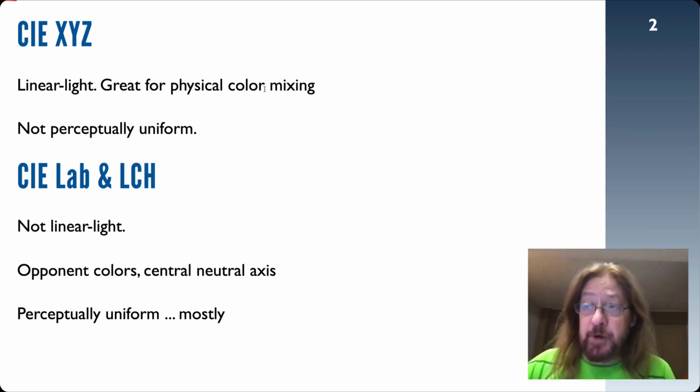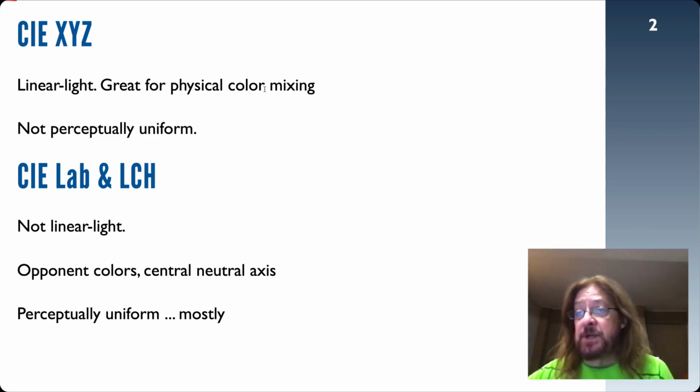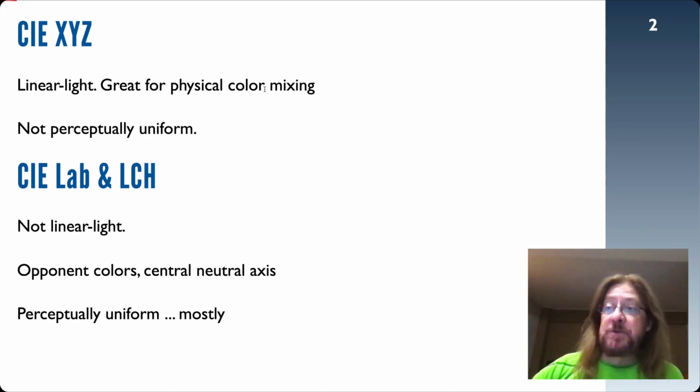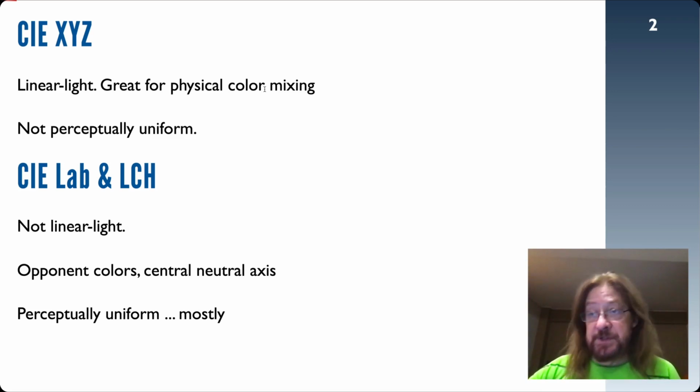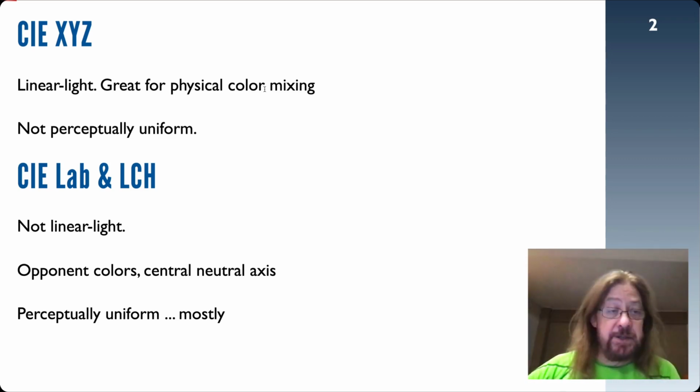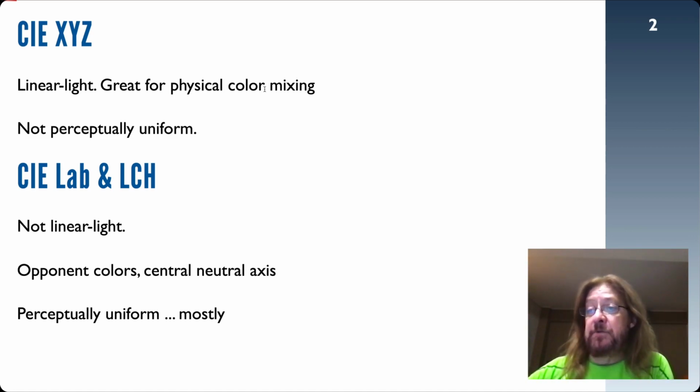CIE Lab and the polar form, CIE LCH, are not linear light, but they are supposed to be perceptually uniform. There is a central neutral axis, and colors become more colorful or have higher chroma the further they are from that axis. Lab and LCH model the opponent color signals which the eye sends to the brain: lightness versus darkness, yellow versus blue-violet, and red versus green.